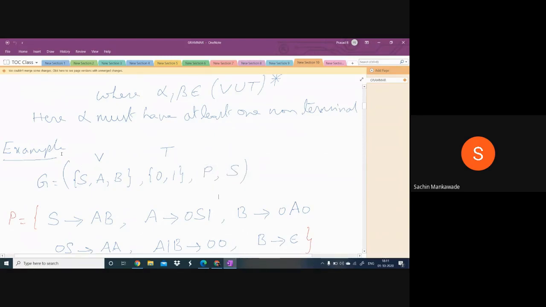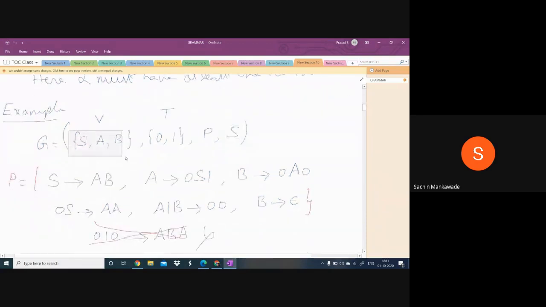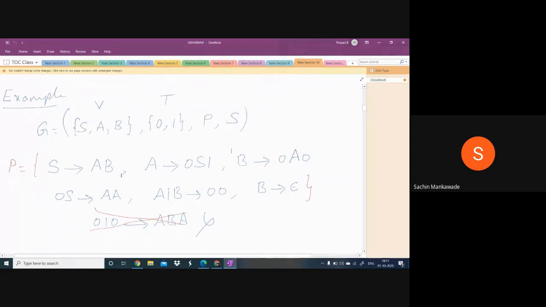And one of the symbols from the non-terminals must be the start symbol. So out of S, A, B, I took here S as the start symbol. Or even you can say A or B as the start symbol. That is your wish. Okay. So these are the non-terminals and these are the terminals, and productions I will define later, and S is the start symbol. Okay.